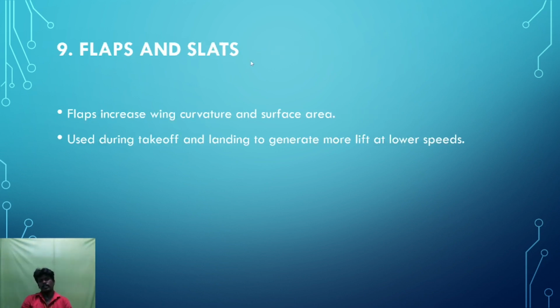Then the flaps and slats. Flaps and slats are secondary control surfaces. Flaps increase wing curvature and surface area. If the wing area is higher, we create more lift.